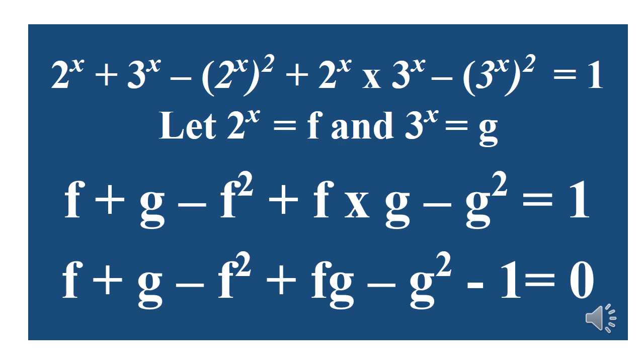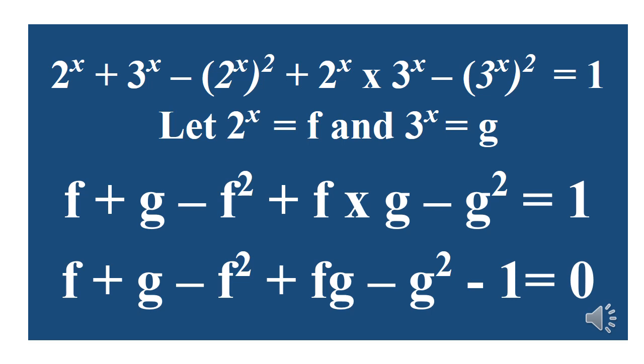So here we have 2 raised to power x plus 3 raised to power x minus 2 into bracket 2 raised to power x into bracket raised to power 2. That is, we have separated the two powers, 2 and x. We bring the 2 out, then the x inside the bracket. The 2 are still powers on 2. So we have minus 2 raised to power x into bracket raised to power 2 plus 2 raised to power x plus 3 raised to power x minus 3 raised to power x into bracket 2 power 2 equals 1.